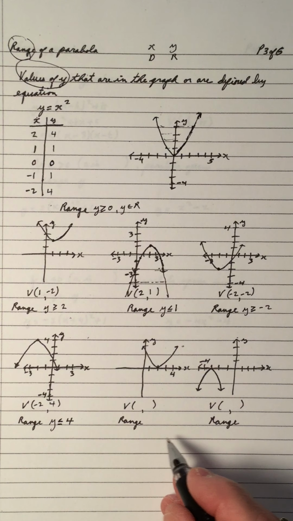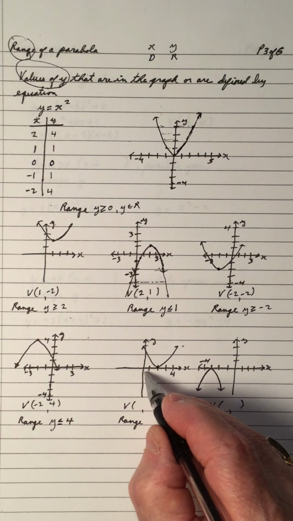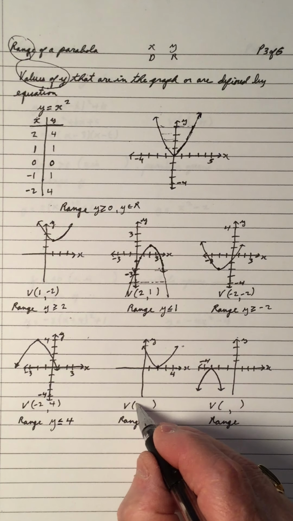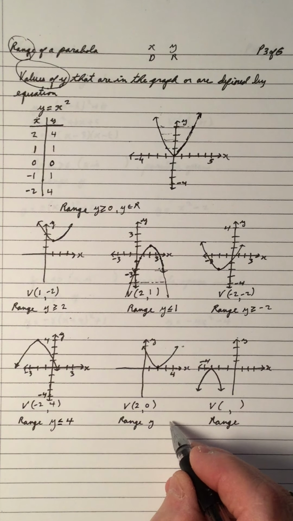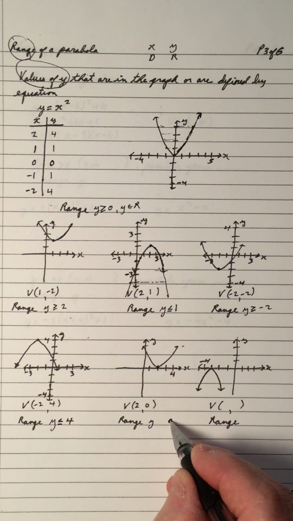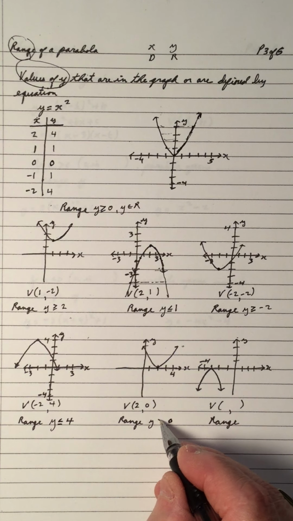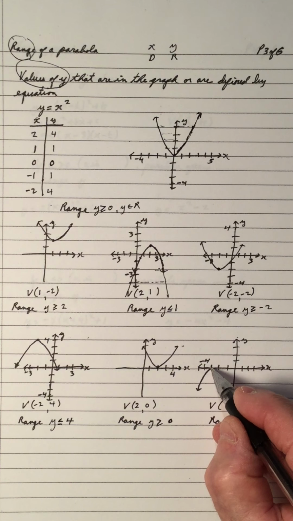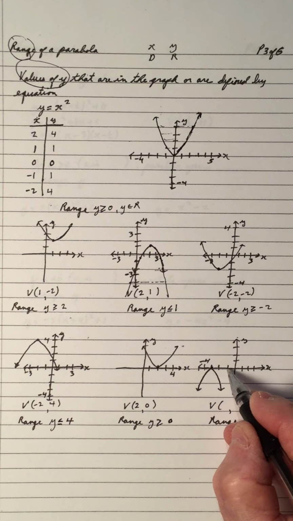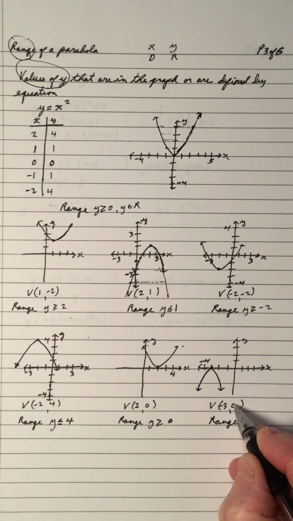And we have a vertex here. The vertex of this parabola is x is 2, y is 0. So the y values are starting off at 0, and they go up. So it's greater than or equal to. And we have another one. The vertex of this one, x is -3, y is 0.